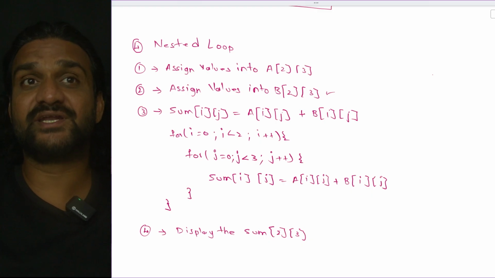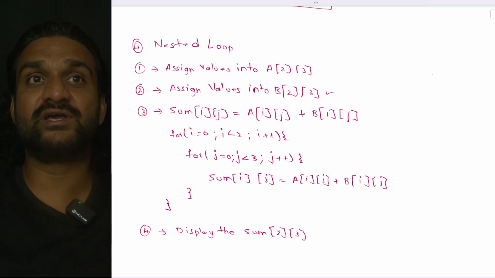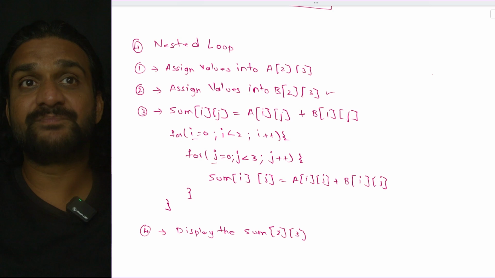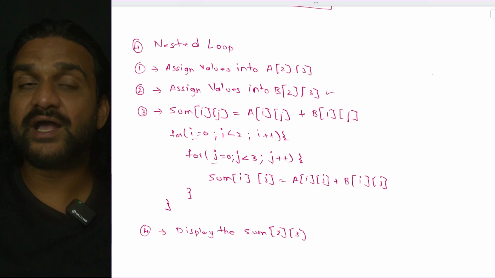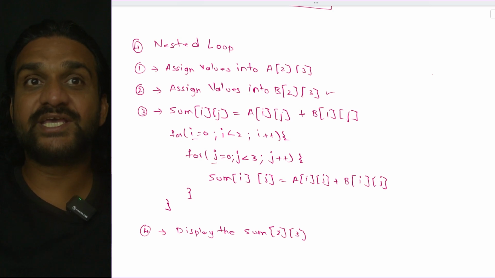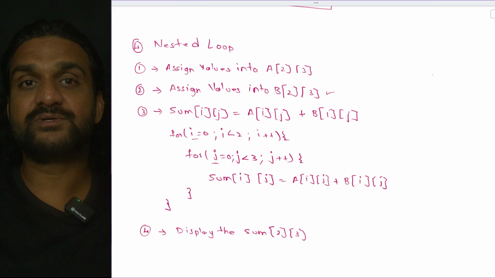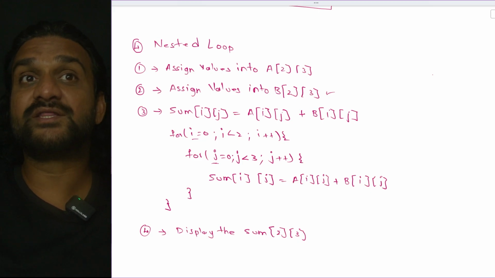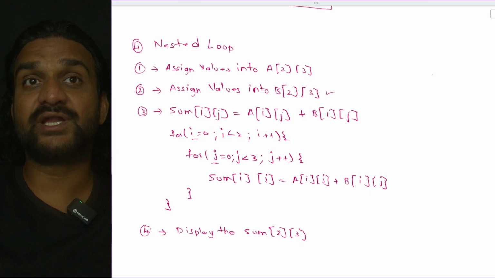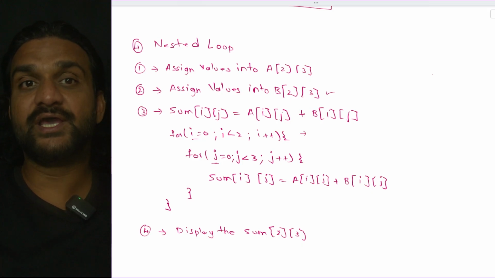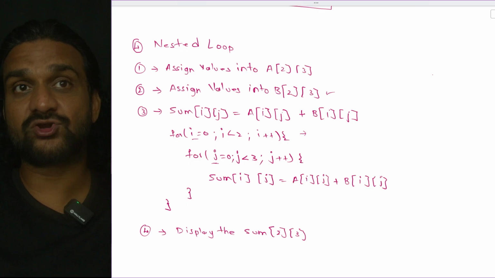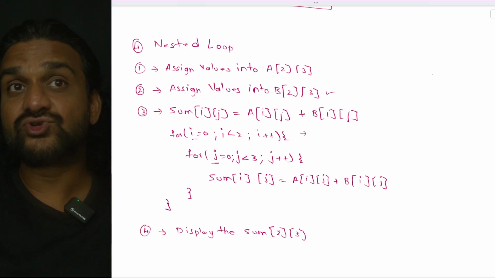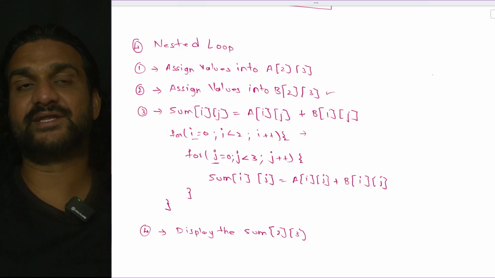So how is this summation done? Here we are having two variables i and j. i is used for the external loop, and j is used for the internal loop. So they are going to control the rows and columns. The external loop is going to control the number of rows in the matrix, and the internal for loop, the j, is used to control the columns in a matrix.